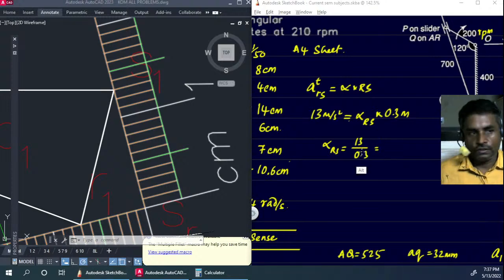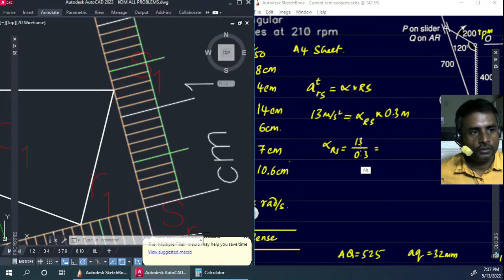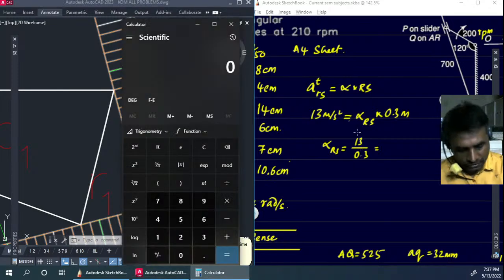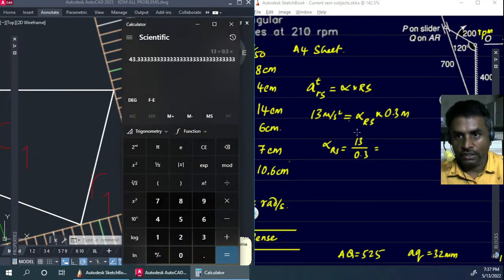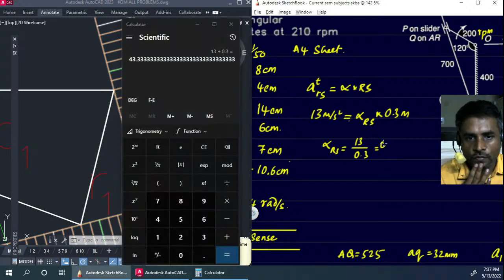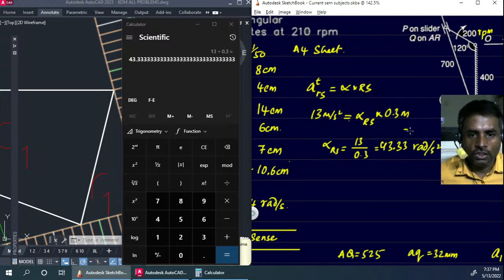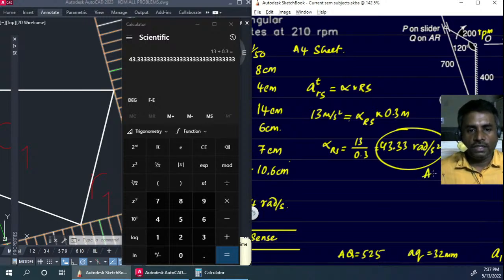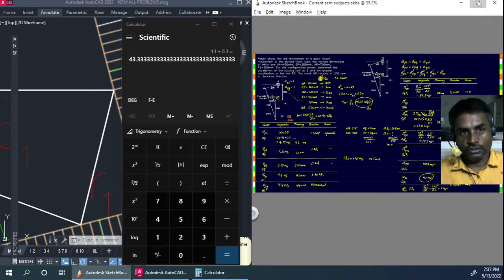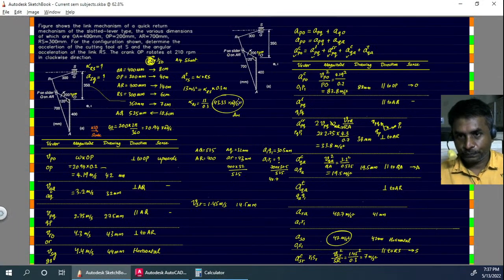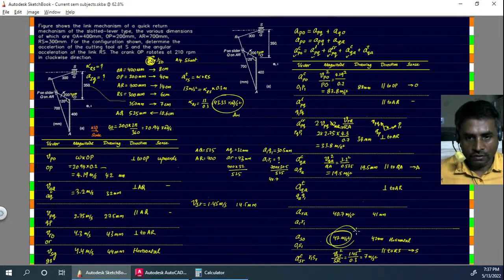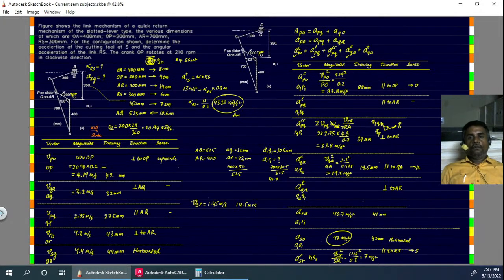So that gives us, let's calculate this. 13 divided by 0.3, that's 43.33. So 43.33, and alpha is measured in radians per second square. So this is the answer for our second bit. Let's maximize this. This is the answer to our second bit, and this right here is the answer to our first bit.